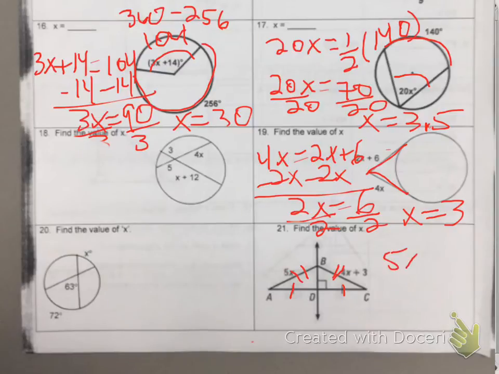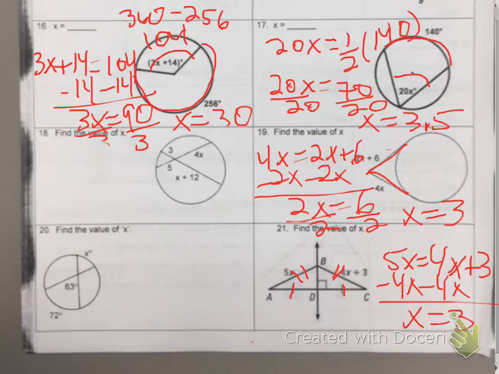So now I'm just going to say 5x equals 4x plus 3. And so all I'm going to do is subtract 4x from both sides, and so I get x equals 3. Okay, so fairly simple problem. Just got to know a little bit about special segments, but should be fairly easy.